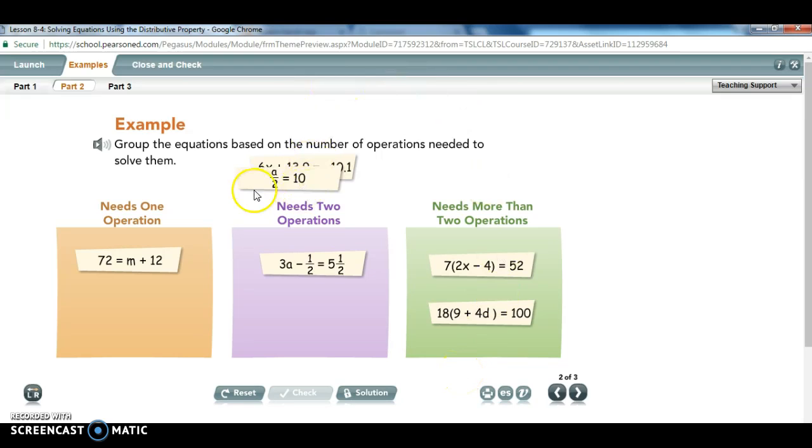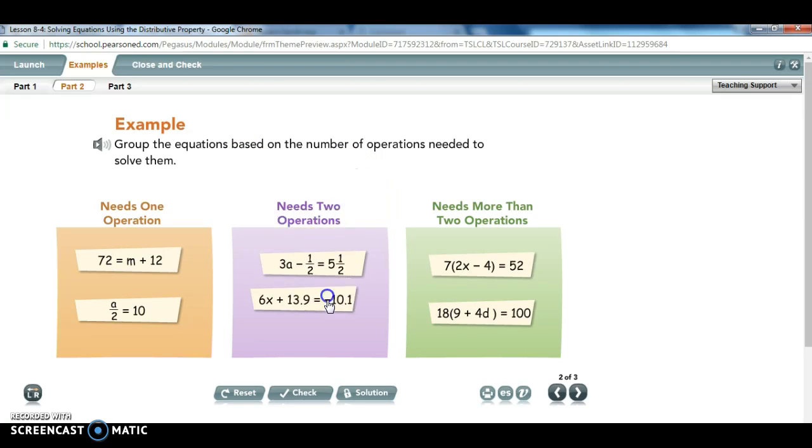What about this one? This one just does 1. The opposite of dividing by 2 is multiplying by 2, and you would get your final answer. And last but not least, what do you think this equation goes to? This one needs 2. You would subtract 13.9, and then you would have to divide by 6.